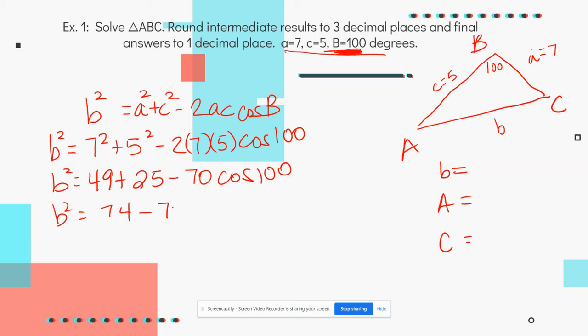And don't subtract, right, you guys? You have to do order of operations. So we always have to multiply right here before we do anything else. So I'm going to go ahead and plug into my calculator cosine of 100. So I'm plugging in cosine of 100. And on my calculator, I'm getting negative 0.173, blah, blah, blah. Okay, and then I'm going to multiply that by negative 70.